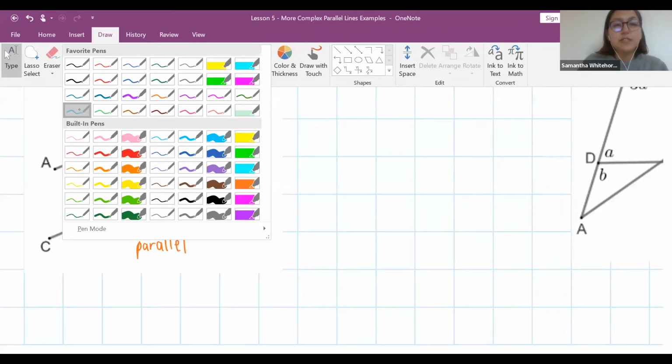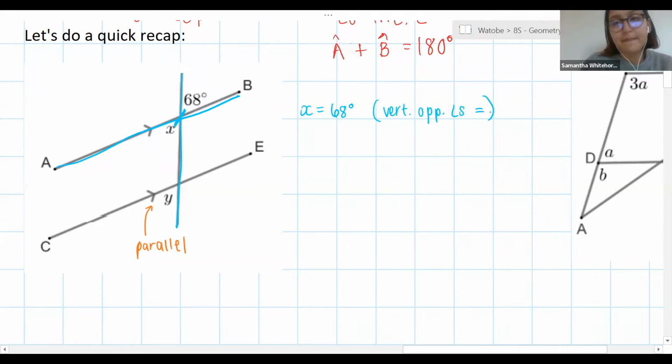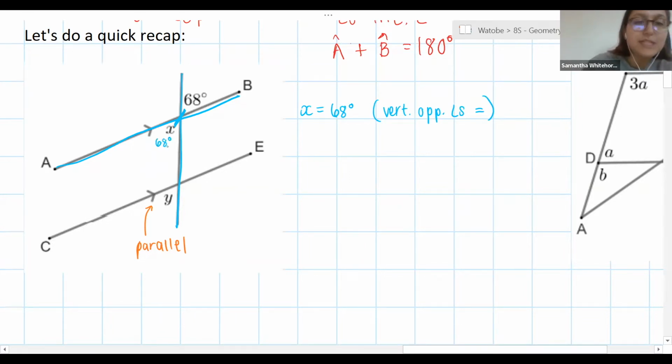The first thing that I see is that X and 68 are actually vertically opposite to each other. So I don't have to use my parallel lines in this case. I can just say X is equal to 68 degrees. And remember, we always give a reason: vert op angles equal. Now I know what X is equal to. I like to put it in on my diagram just in case it helps me figure out my next angle. That was the first step.